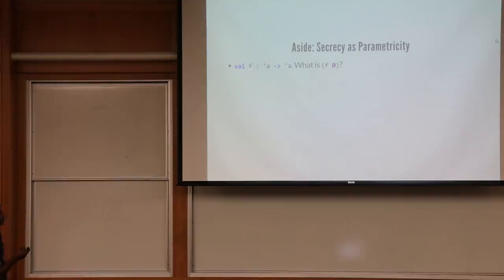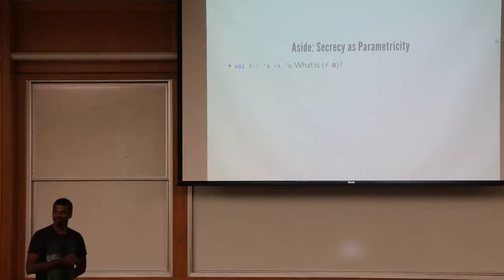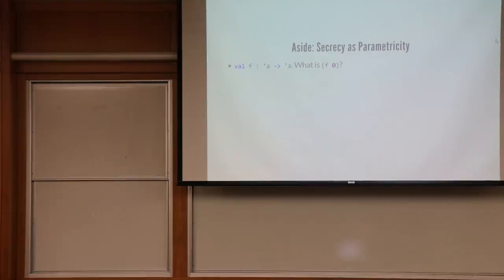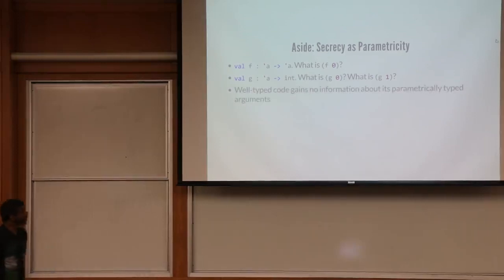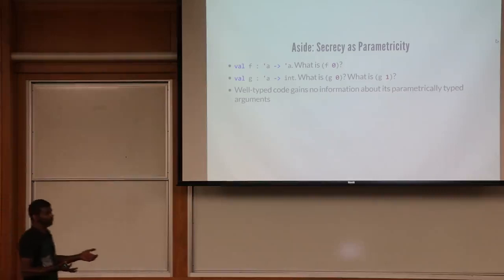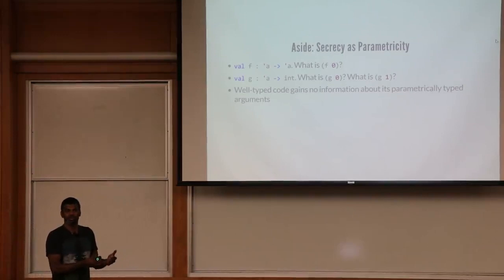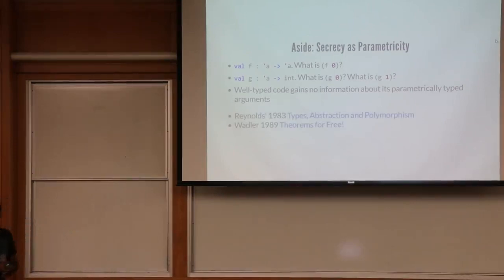So you have a function f with this signature, alpha to alpha. What is f of 0? 0, right? This is F*. It's total functions. Right? That's parametricity. That alpha to alpha function is the identity function. What about this one? I have alpha to int. What's g of 0? Exactly. You don't know, but it's the same as g of 1, right? So the high-level idea is that well-typed code gains no information about its parametrically typed arguments. And that's relational parametricity from Reynolds and then Wadler, and then lots of work on this stuff. So I expect some of you are familiar with this line of reasoning.